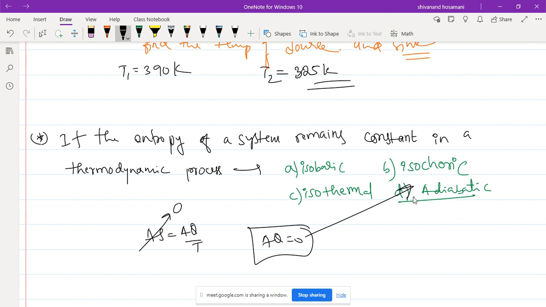Next, take down the problem. Even if it's reversible also, sir? Yes, sir. Entropy remains constant. Delta Q is equal to 0 is not reversible. Delta U is equal to 0 are reversible.